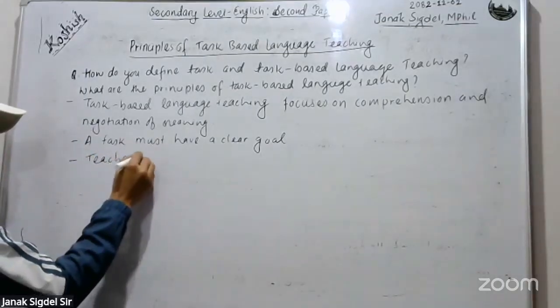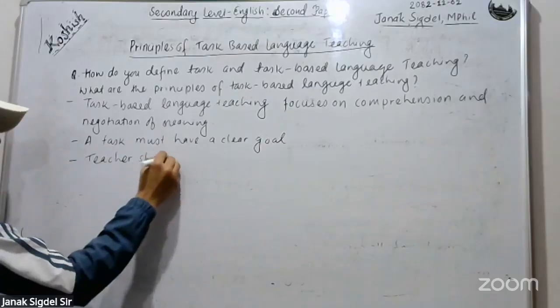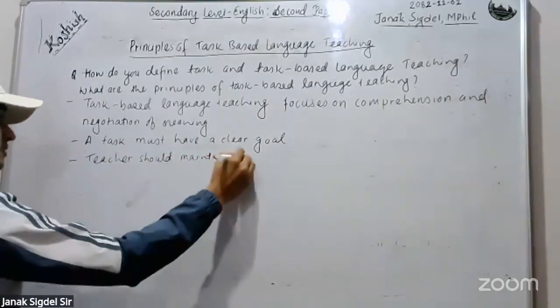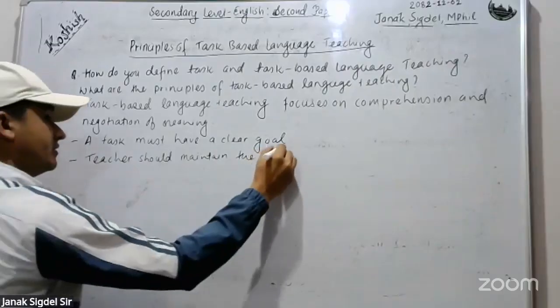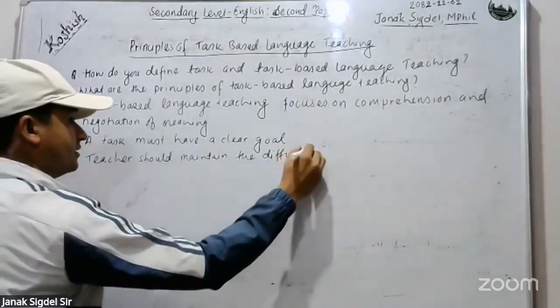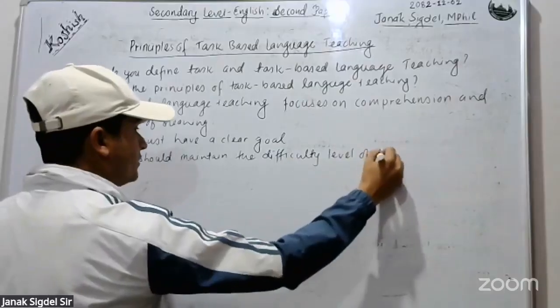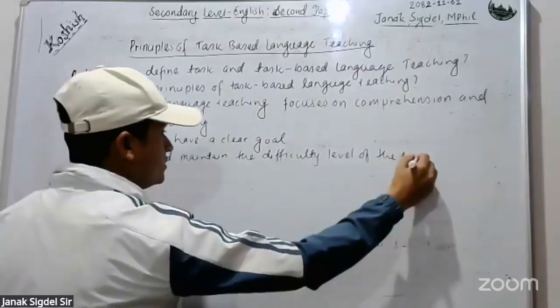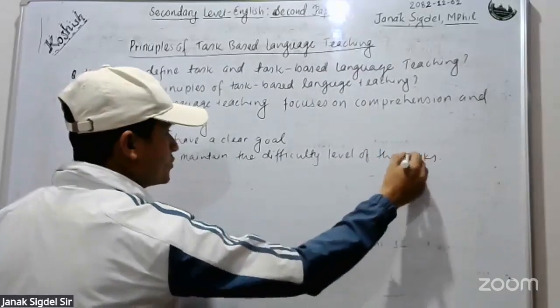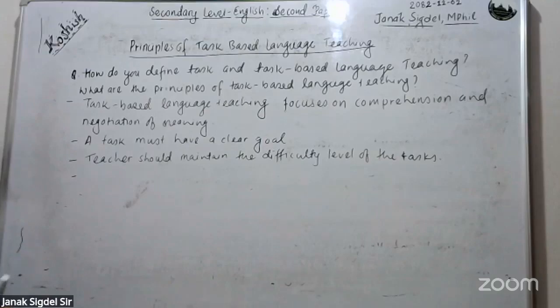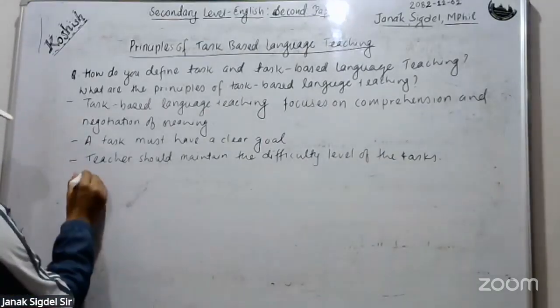Okay, teacher should maintain the difficulty level of the task. It means teachers should pay attention while selecting the task, because tasks should be in accordance with students' level. Okay.